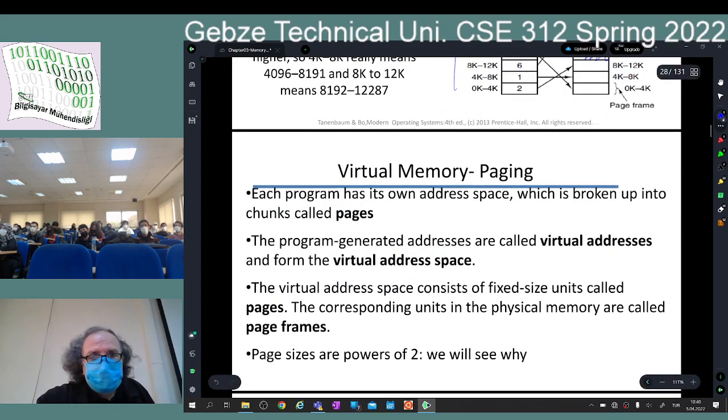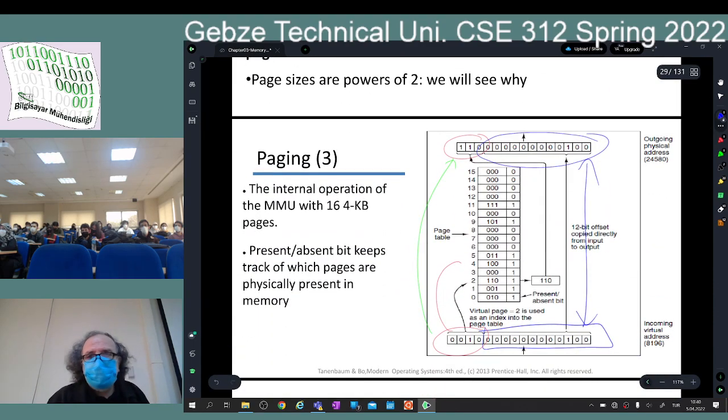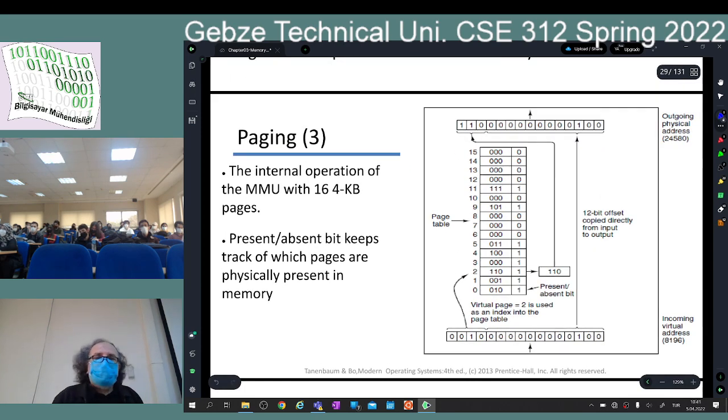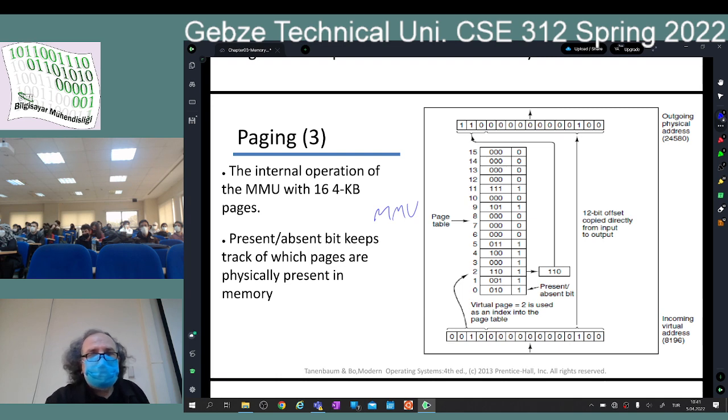Okay, so let's look at this example again. Remember yesterday I kind of looked at this, but let's repeat this picture. So again, the same thing. This is the virtual address that comes from the program. This is my memory management unit. The responsibility of the memory management unit is to take virtual addresses. It will take the virtual address and output the physical address.